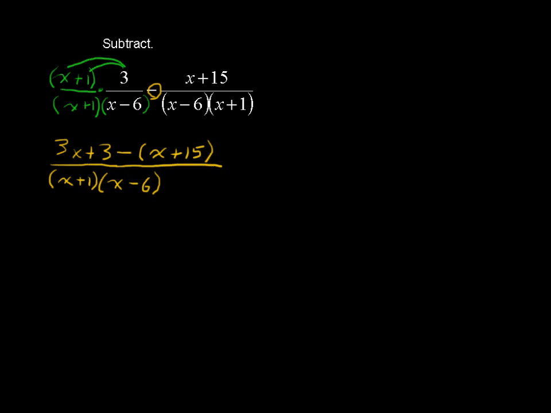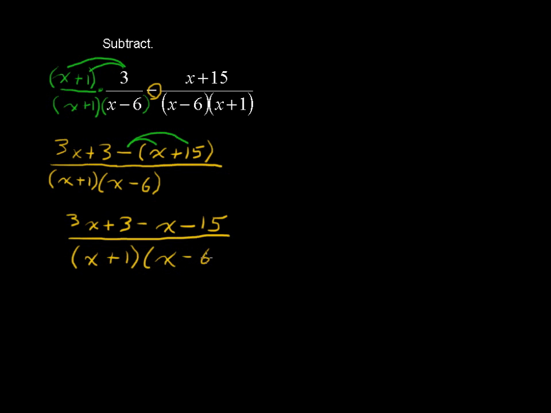Here, let's think about this minus sign. You're going to distribute that. You can think of it as a negative 1 if you'd like to, whatever helps you, but this is going to change the sign of everything inside the parentheses. So the result now is going to be 3x plus 3 minus x minus 15 all over that common denominator of x plus 1 times x minus 6.